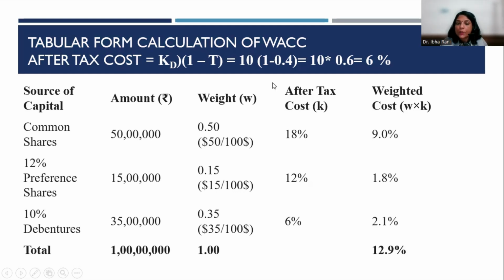So the cost of debt, 10%, has been given in the question, which is the before tax cost. If we are using this tabular method, we have to calculate the after tax cost of debt, which should be KD multiplied by 1 minus T. The interest you are paying to your debenture holders is 10%. So 10 into 1 minus 0.4, so 6% we have calculated. The same formula method we use to calculate the cost of equity capital, which is 18%. So directly you can use this tabular form to calculate the weighted average cost of capital.